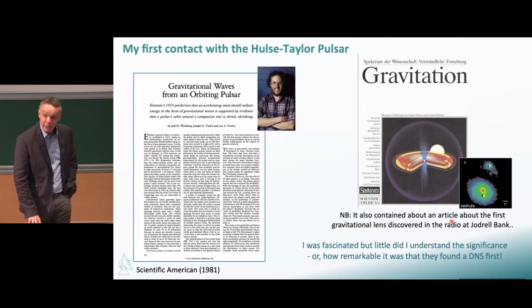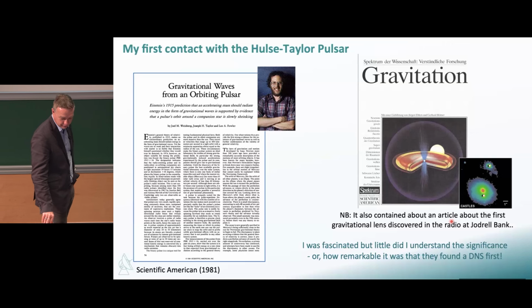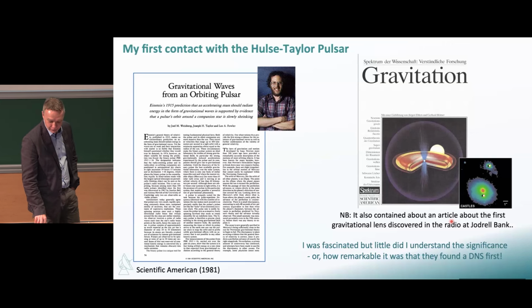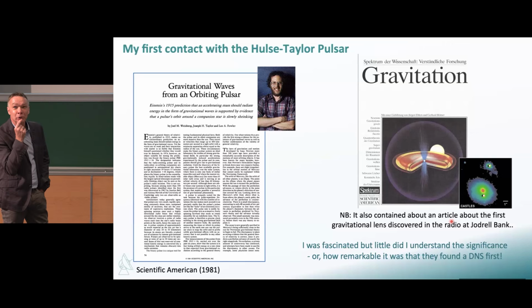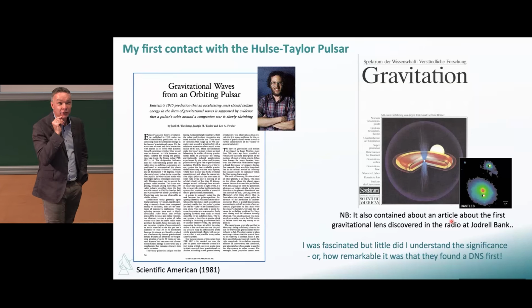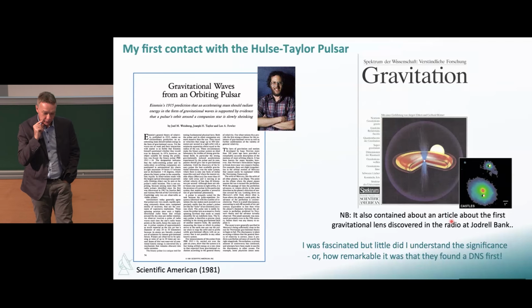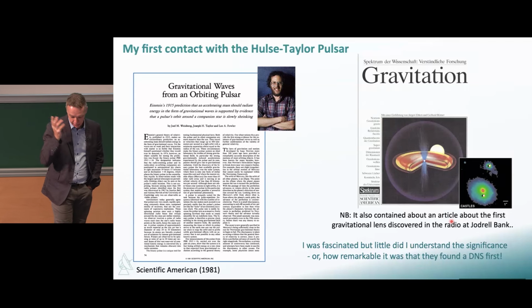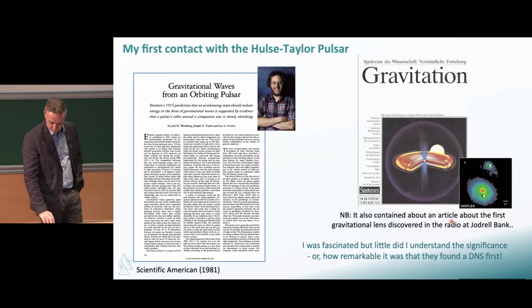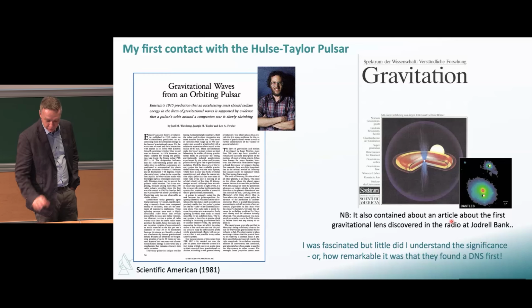I was at high school at the time, and little did I know that somewhat later I'd be standing here talking about that discovery. Interestingly, in the same issue, there was also an article about the first gravitational lens, which was discovered in the radio survey at the Jodrell Bank Observatory. And it just happened that I spent 10 years of my career at Jodrell Bank, and I'm still a professor there. So this was an interesting thing.